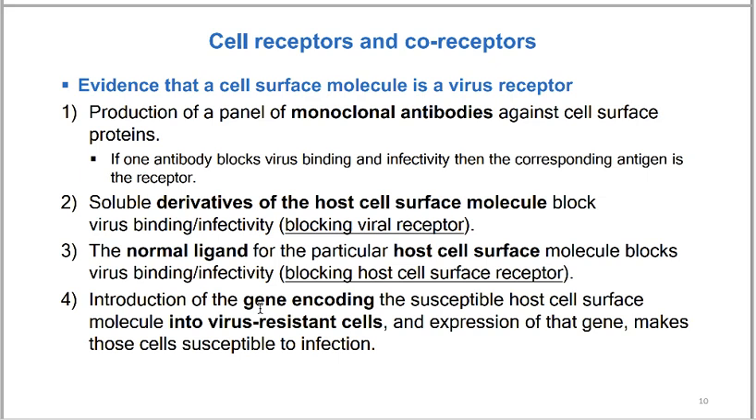Then the number 4, introduction of the gene coding the susceptible host cell surface molecules into a virus resistant cell, and the expression of that gene makes those cells susceptible to infection. Understand what they try to say here?